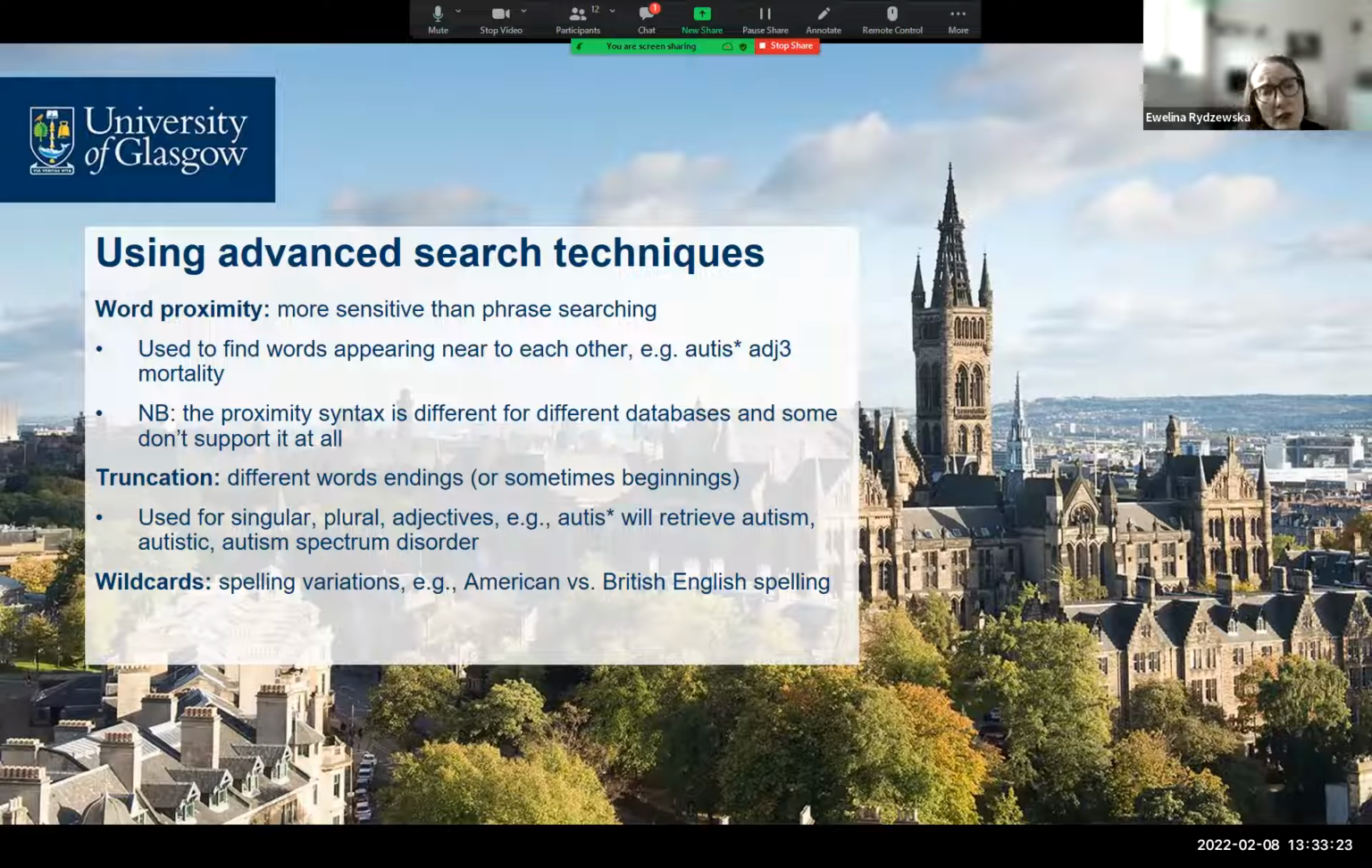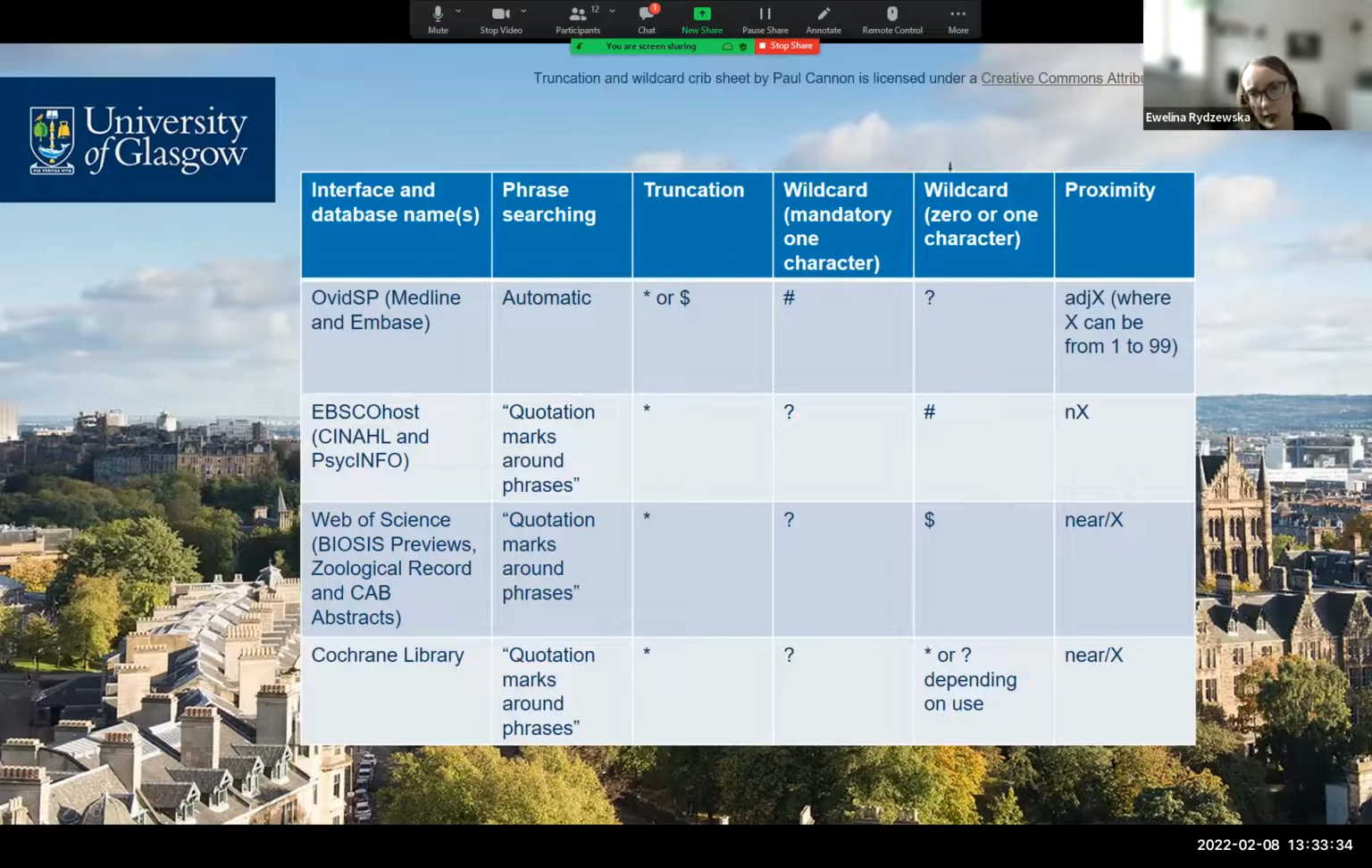You can also use something that's called wildcards, and that lets you search for different spelling variations. I'll come back to that in this next slide. So here you've got a table that was prepared by Paul Cullen, the college librarian, so I can't take any credit for it at all. It shows you the different type of syntax you would use for these different search strategies to make your search more specific.